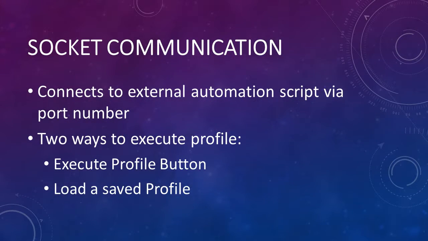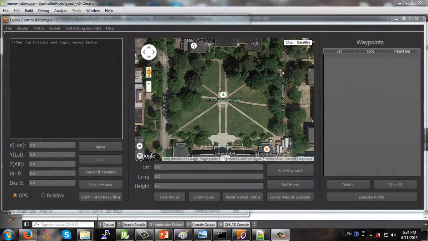The last important component is socketing. When an external autonomous script is started, it will have a port number. I can enter this port number in the interface to connect to it. Afterwards, I can load a profile to the automation script either via the execute profile button or the save profile button. Now, I'll demonstrate how the interface can send a message via socket to an external automation program.